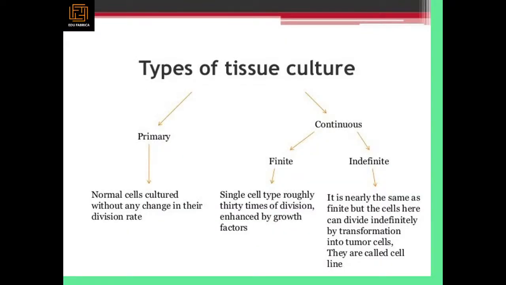So we have discussed till now various types of culture. That's a summary for today. We have discussed primary and continuous. Primary are the ones with the normal cell culture without any change in the division rate. In continuous, we have discussed two, finite and indefinite. And the finite one, single cell types, roughly 30 times of divisions, enhanced by the growth factors. With the indefinite, it's nearly the same as finite, but the cells can divide indefinitely. So we also call them cell lines. So we keep growing them.